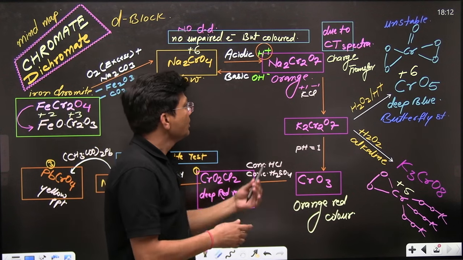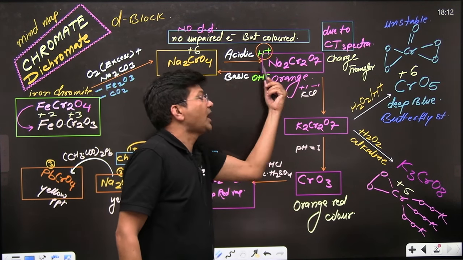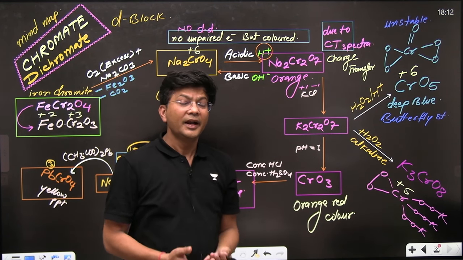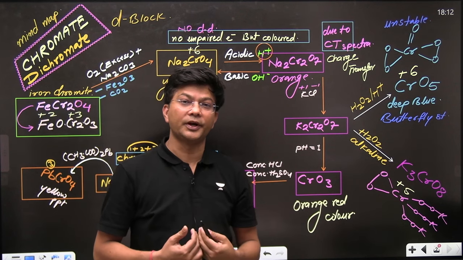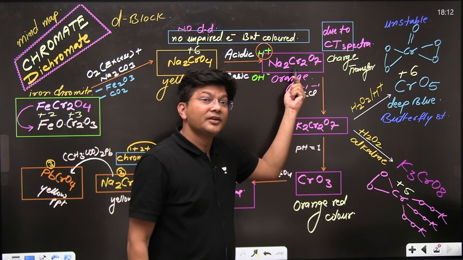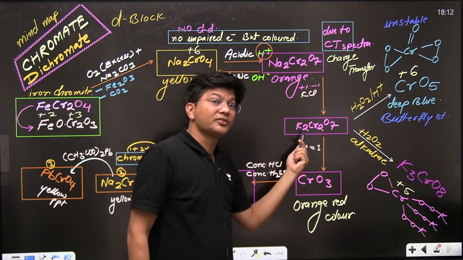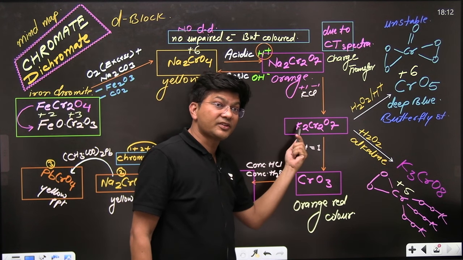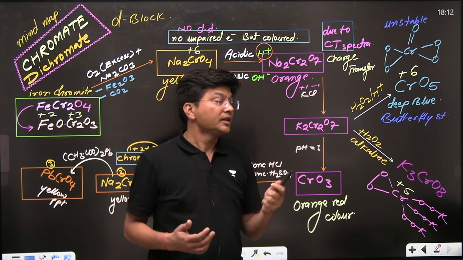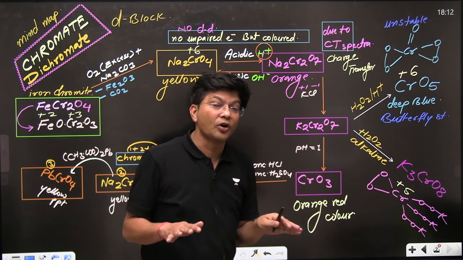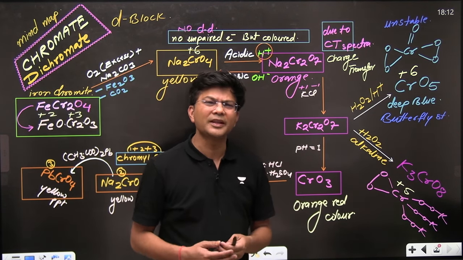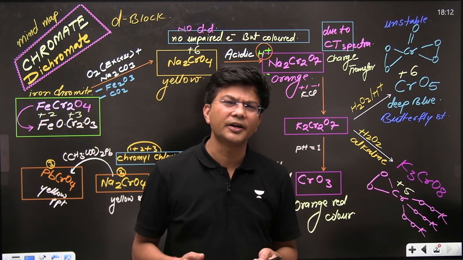Now, it's written in your NCERT that sodium dichromate has very strong affinity for water. It absorbs moisture from the atmosphere. That's why it cannot be used as a primary standard. Whereas potassium dichromate is used as a primary standard during volumetric analysis. What does it mean? It means that potassium dichromate does not absorb moisture and it's not that much soluble in water. So why use it as a primary standard or not?